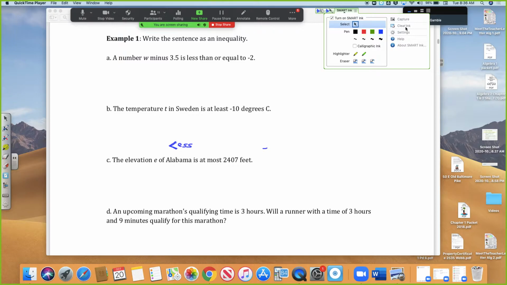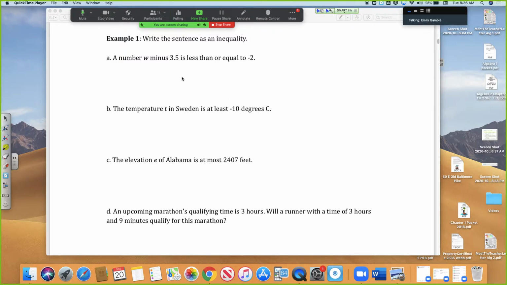So here I have some examples with little word phrases, and we're going to be going over how to write these as inequalities. So A says a number W minus 3.5 is less than or equal to negative 2. So all of this stuff is important. This is all going to help us determine what the inequality would be. So the first thing they say is number W. So I'm just going to start with W. And then they say minus, which is pretty obvious. It's subtraction. Minus 3.5.